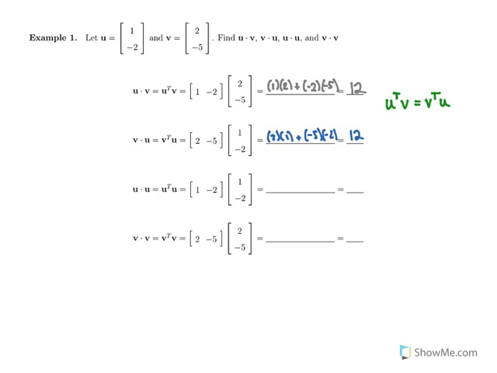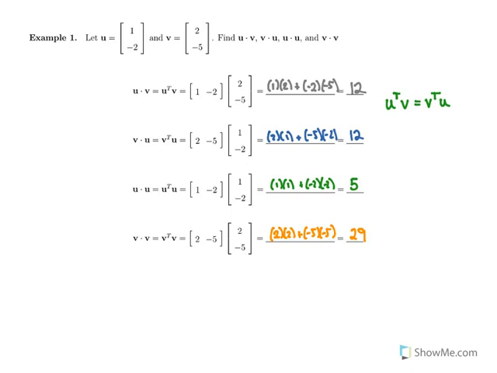Now let's look at what happens if we take a vector and dot product it with itself. So u · u, or u^T u. We take u and take its transpose, and we'd have 1 times 1 plus negative 2 times negative 2. In this case, this would be 5. Let's do the same thing with v. This time we would have 2 times 2 plus negative 5 times negative 5, which would be 29.